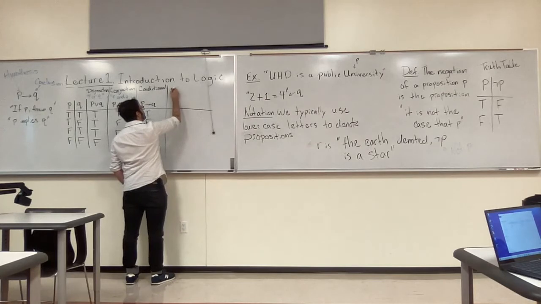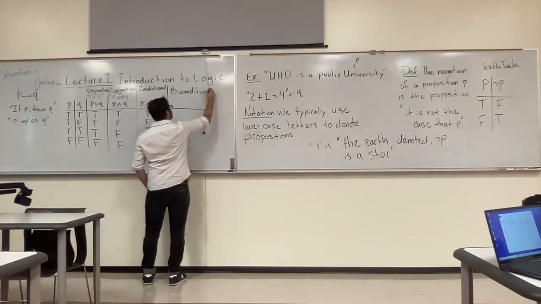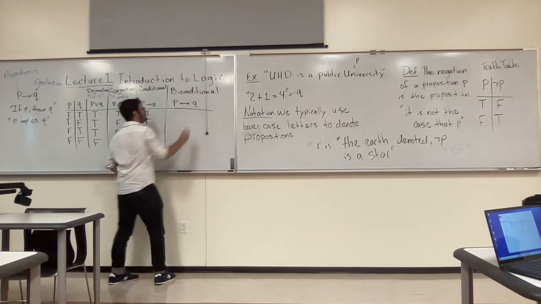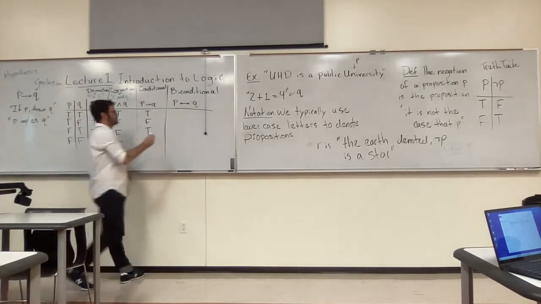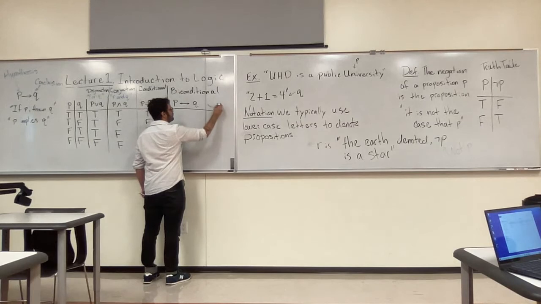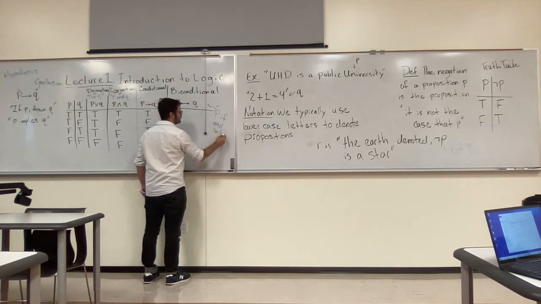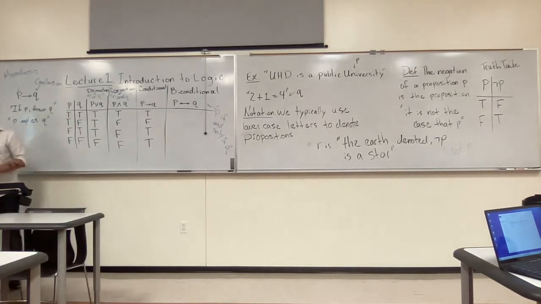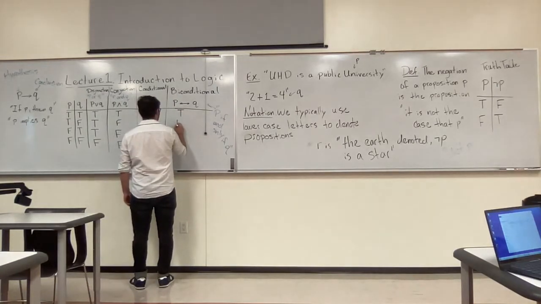Okay, the next one, the biconditional. So this is P if and only if Q. That's how you would read that out. P if and only if Q. Okay, so what are the truth values for this? Well, true, false, false.